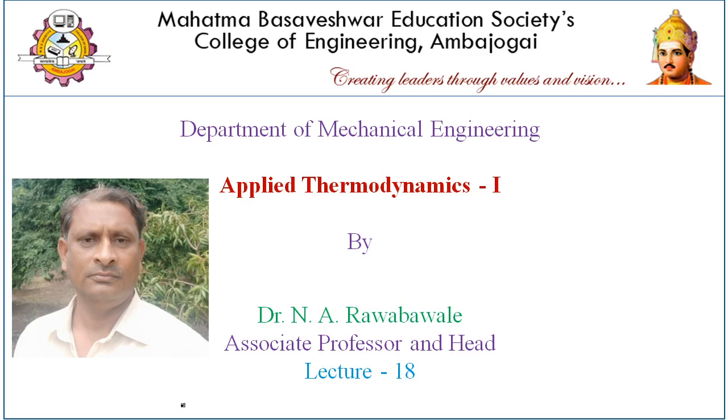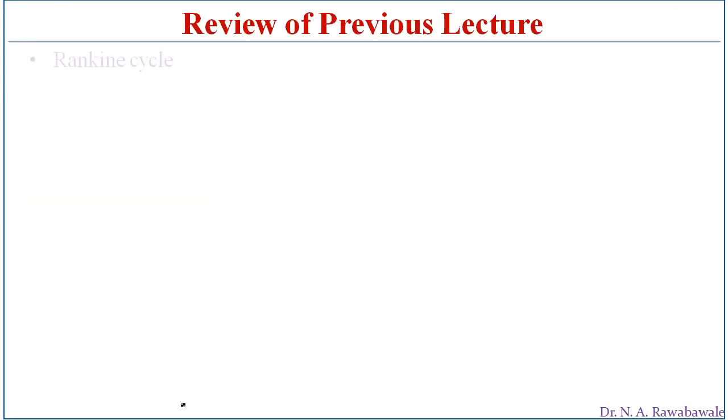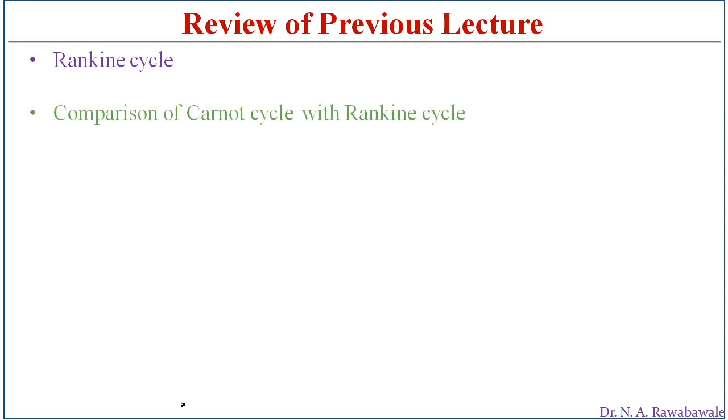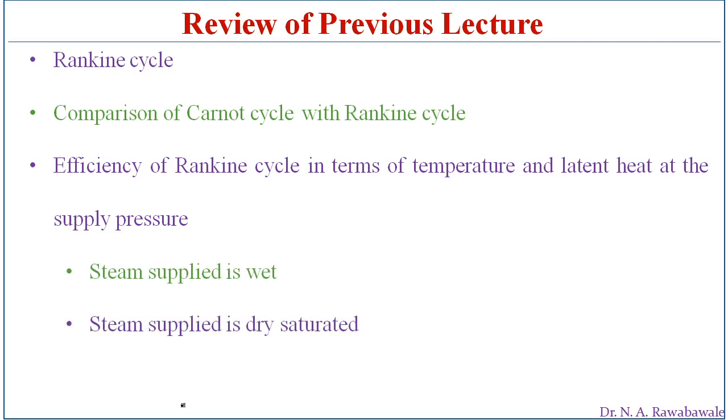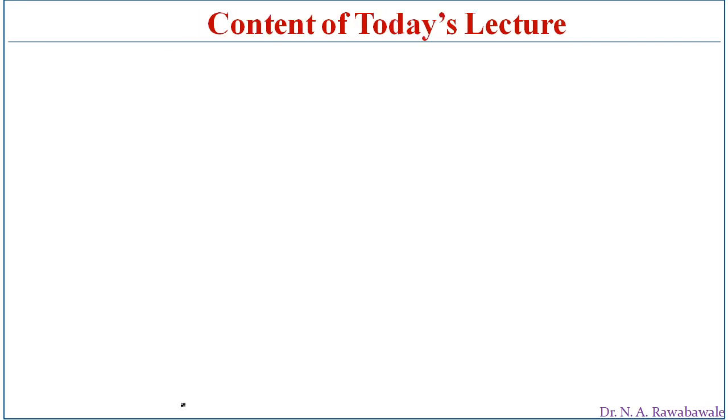In the previous lecture we discussed the Rankine cycle, comparison of the Rankine cycle with the Carnot cycle, and efficiency of the Rankine cycle in terms of temperature and latent heat at the supply pressure. First case we studied that steam supplied is wet. Second case we studied if the steam supply is dry saturated, and the third case, which was supposed to be studied, is steam supplied is superheated. So today we will be discussing about steam supplied is superheated.